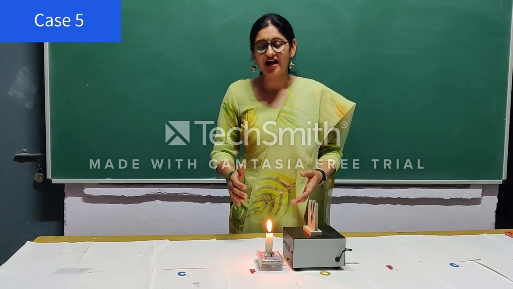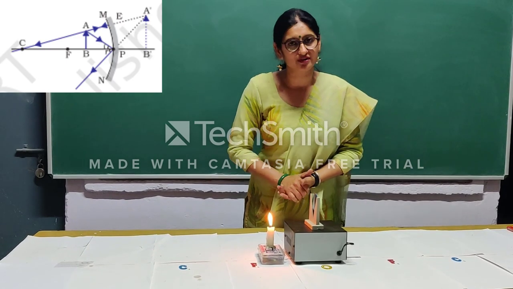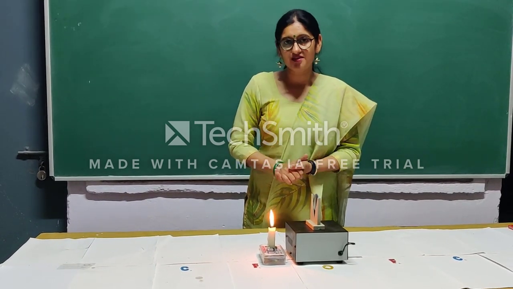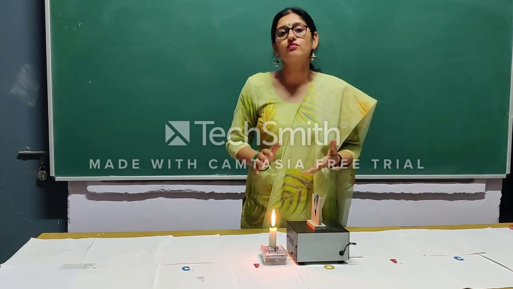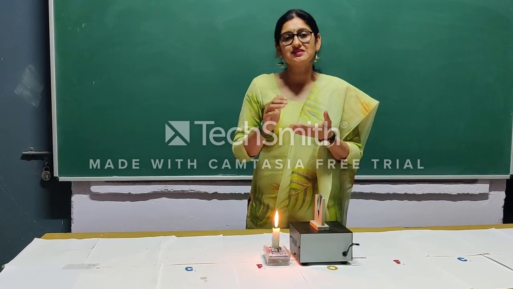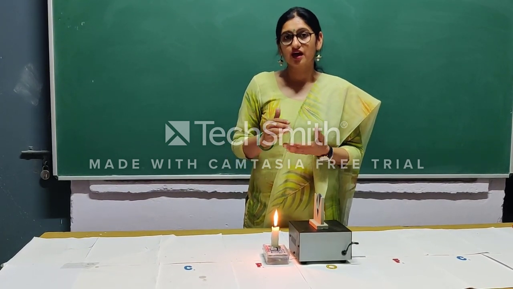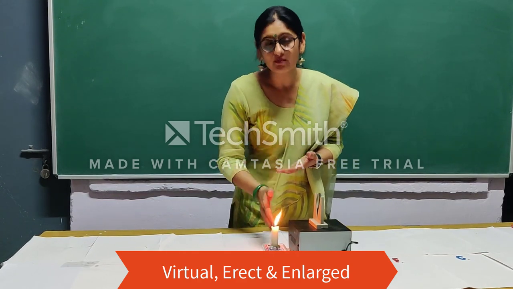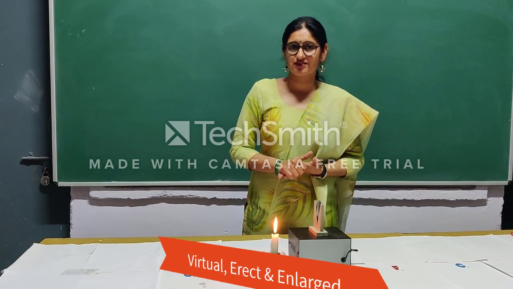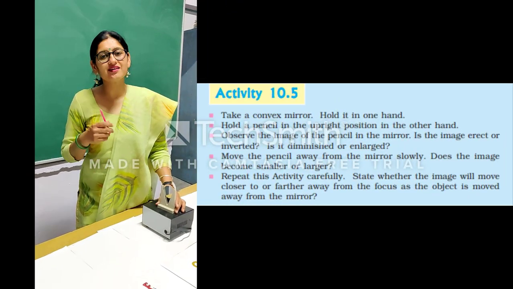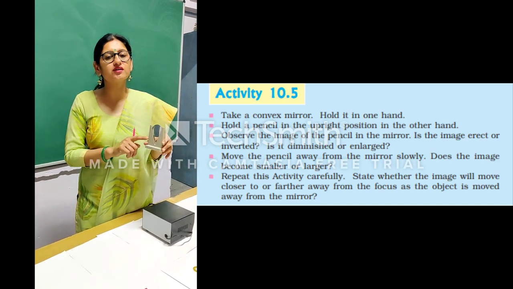Yes students, in the last case, when your object is between the focus and the pole of the mirror, your image is virtual. And as you know, a virtual image is not formed on the screen. The size of the image is large and, since the object forms a virtual image, the image is erect. So thank you students.